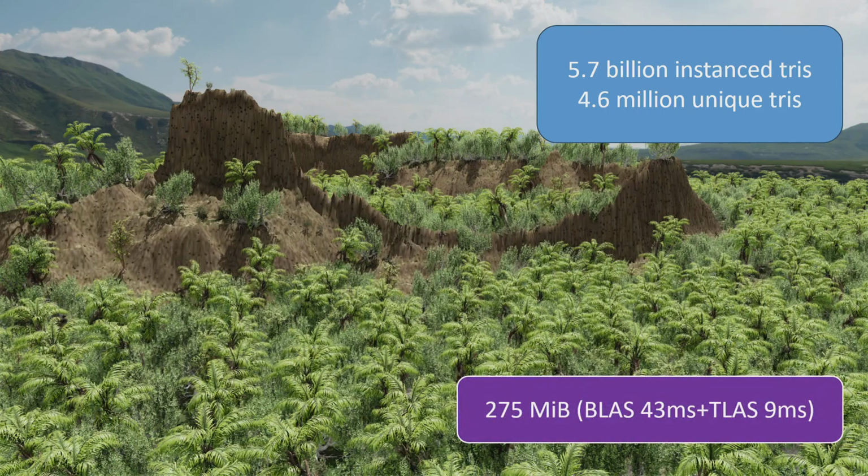Now, with respect to the first one, I want to briefly go back to this scene here, just to give you an idea of what kind of values you would have. So, again, this is 5.7 billion instance triangles, and the resulting BVH structure, the acceleration structure, is 275 megabytes. It's, I would say, significant, but not enormous.